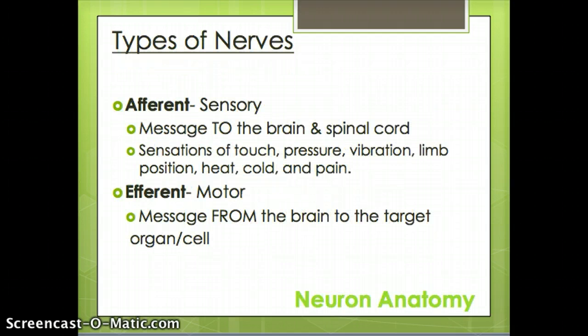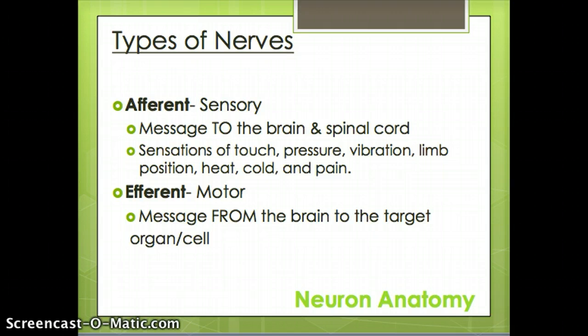To begin with, we're going to talk about types of nerves and nerve cells. There are afferent nerves and efferent nerves. Afferent nerves are sensory nerves. These send messages to the brain and the spinal cord. This is how you have sensations of touch, pressure, vibration, limb position, heat, cold, and pain.